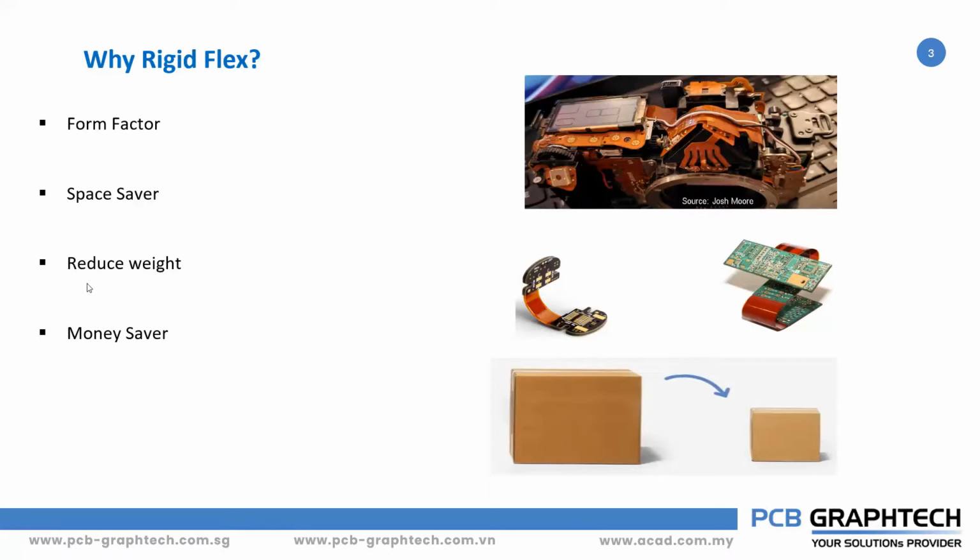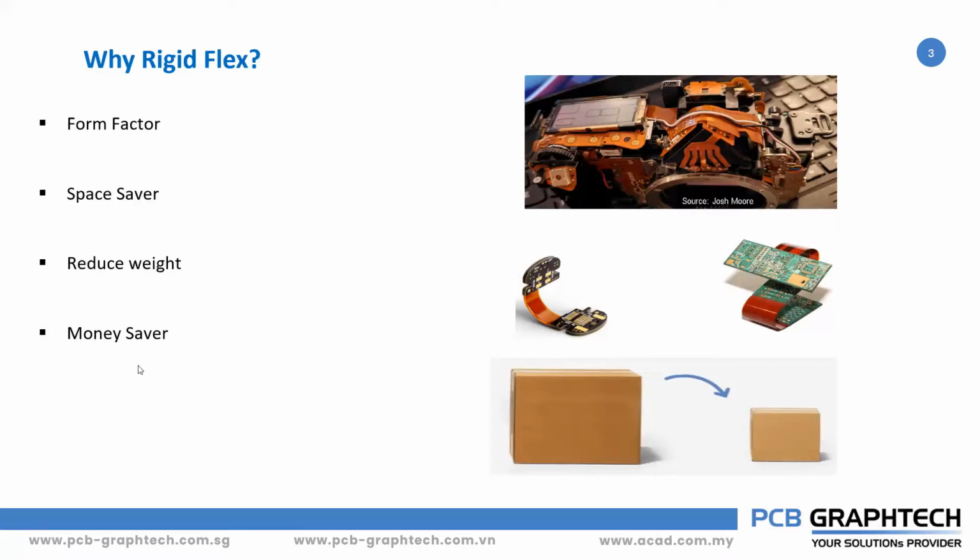Then the third one is reduced weight. Normally with rigid boards, when you're connecting two or more rigid boards through connectors or cables, the weight will be more. Automatically the space occupied is also more. To reduce that, we can use a flexible board. You can combine rigid and flex, so that it will reduce the weight. So this is the third reason.